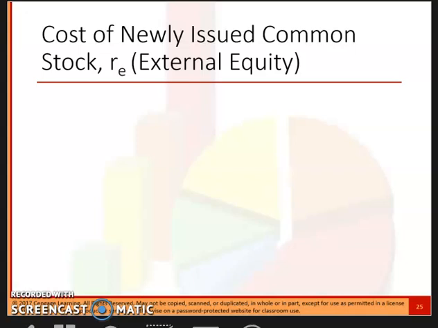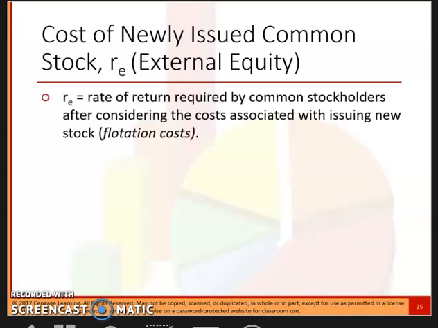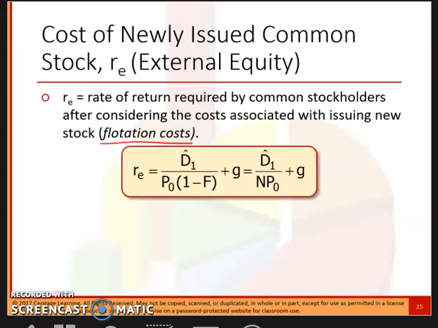And so the cost of newly issued common stock. We're taking one step forward, the cost of external equity. So R sub E, rate of return required by common stockholders after considering the cost of issuing new stock, flotation costs, or as I prefer, issuance costs. So the R sub E formula, this is the discounted cash flow approach: next year's expected dividend divided by the price of the stock multiplied by 1 minus flotation cost.